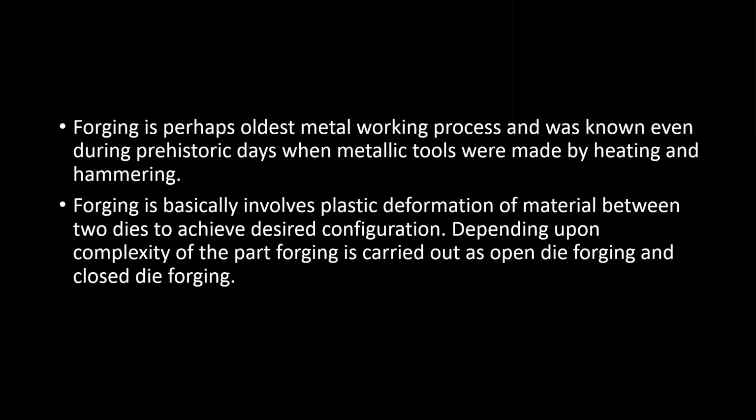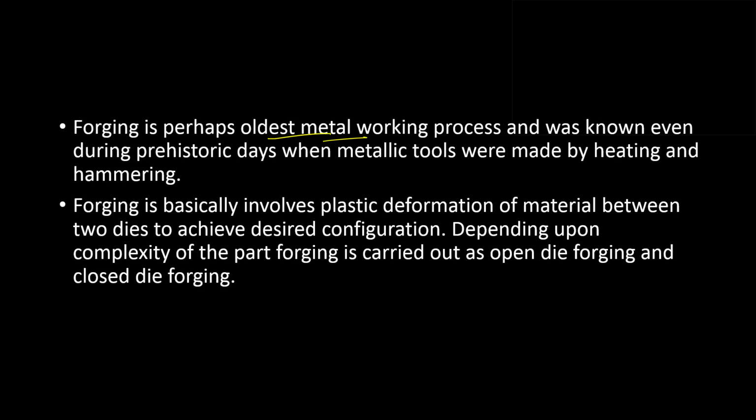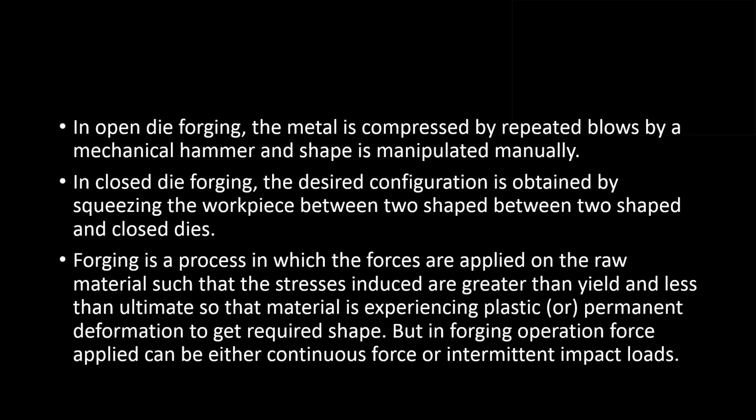Okay, so the last topic is forging. We will talk about forging and then we will finish our class. Forging is almost the oldest metal working process. The metal is heated up to a certain temperature, above recrystallization temperature, and after that plastic deformation is done by applying force. There are two types of forging: open die forging and closed die forging.